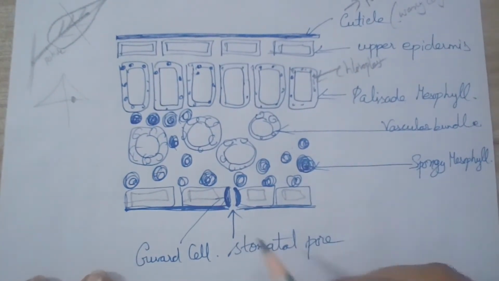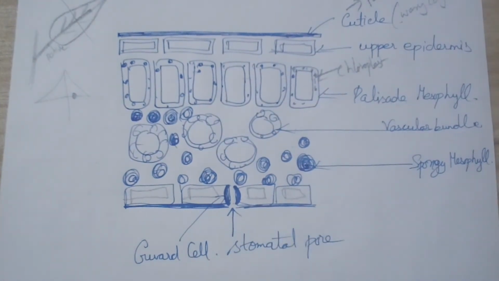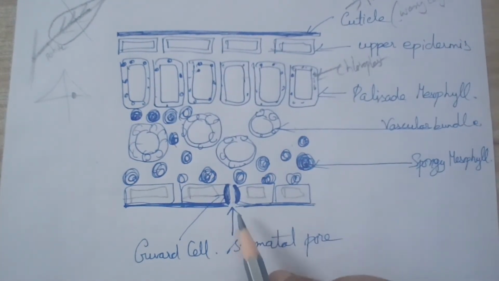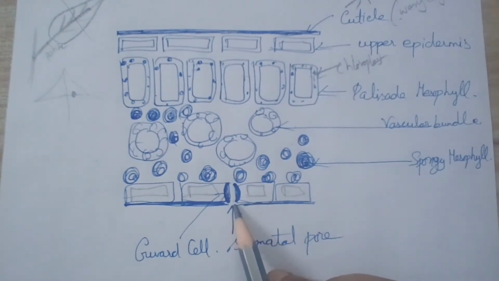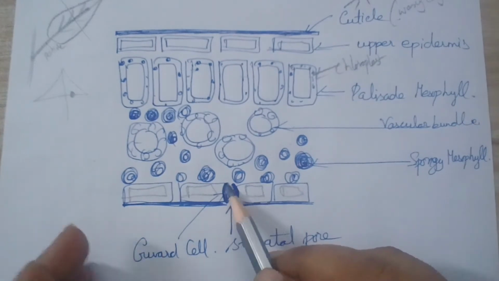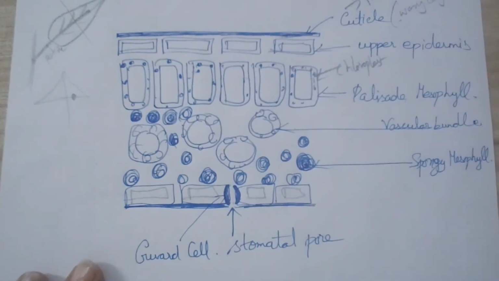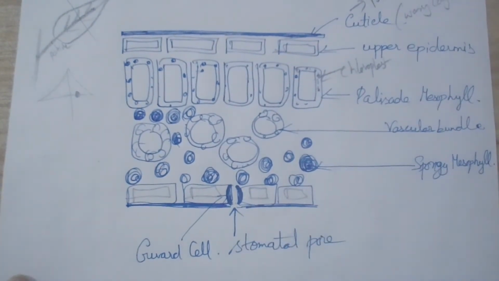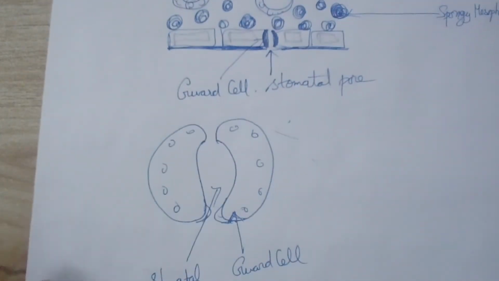That is your stomatal pore through which gases will move. Diffusion of gases will happen. Evapotranspiration is taking place, evaporation and transpiration through this opening. This opening is controlled by a cell which is called the guard cell. So this is your guard cell and this is your stomatal pore.